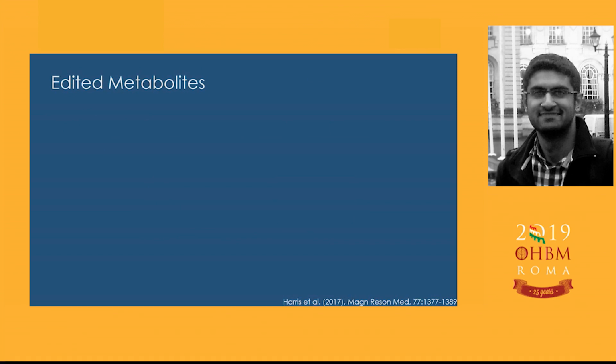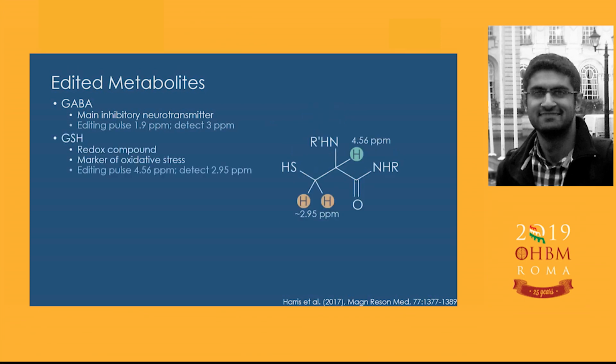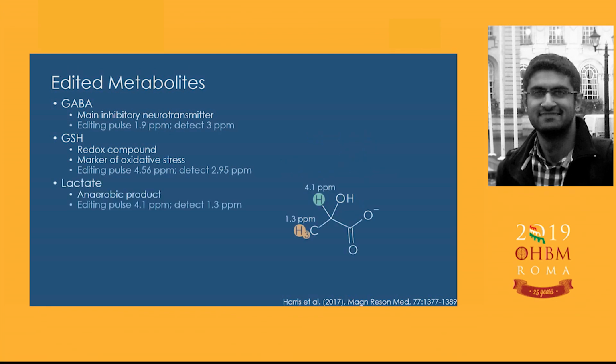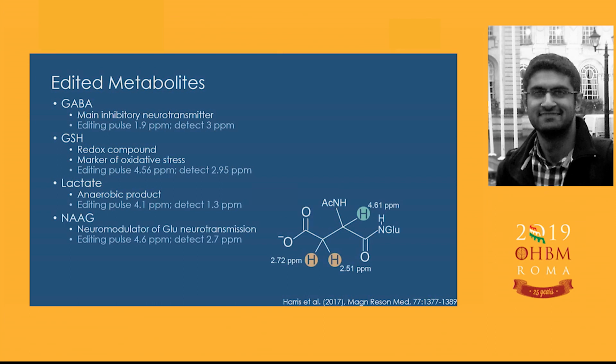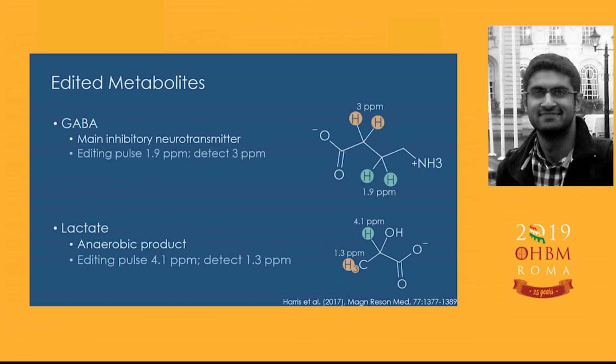So what are the metabolites that we usually edit using this sequence? First one is the most common one, which is GABA. GABA is the main inhibitory neurotransmitter. You can apply the editing pulse at 1.9 ppm and detect it at 3 ppm. Glutathione is a redox compound, a marker of oxidative stress, and can be measured by applying the editing pulse at 4.56 ppm and detecting at 2.95 ppm. And then we have lactate, an anaerobic product, which can be measured by applying the editing pulse at 4.1 ppm and detecting at 1.3 ppm. You have NAG, a neuromodulator, measured by applying the editing pulse at 4.6 ppm and detecting at 2.7 ppm. And we have 2HG, an oncometabolite that tells you the IDH mutation status in tumors. It can be measured by applying the editing pulse at 1.9 ppm and detecting at 4 ppm. In the next slides, I will focus on GABA as the main metabolite for editing, and I will also touch on lactate.